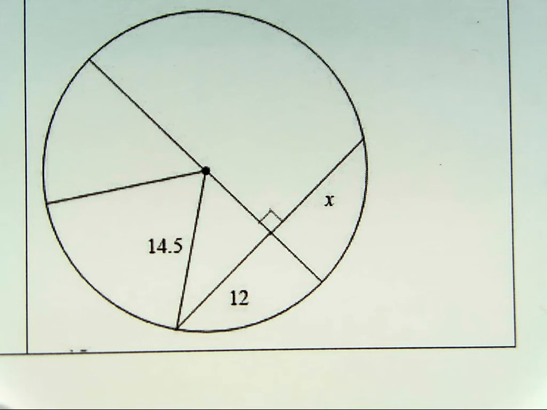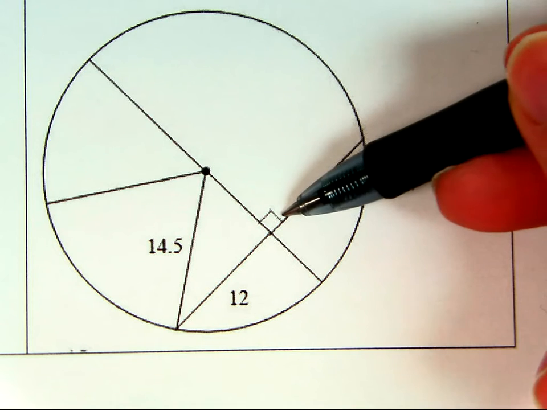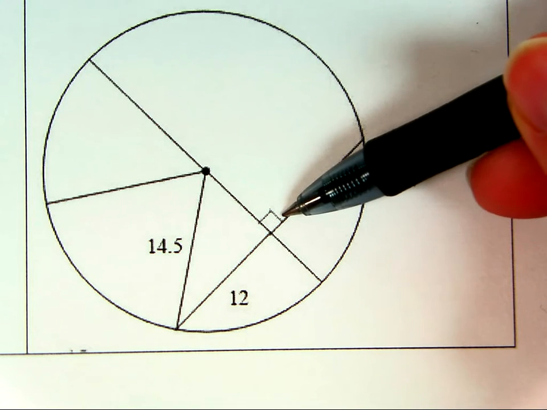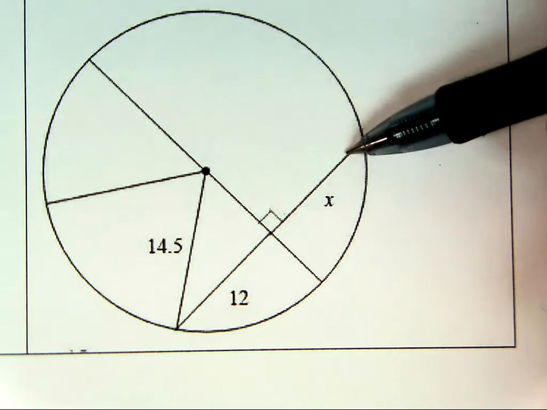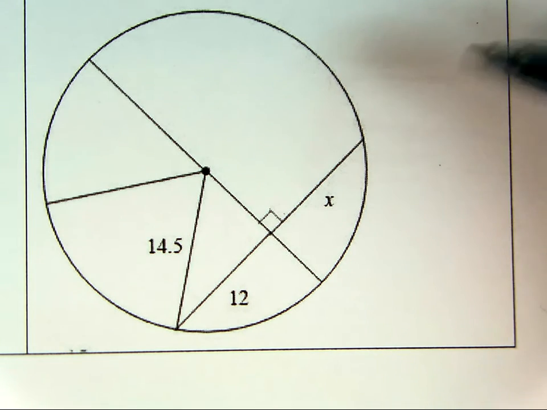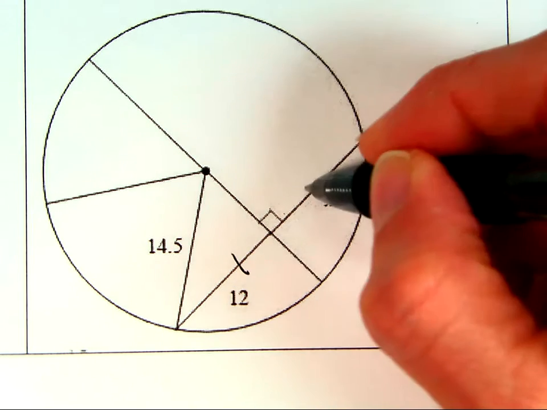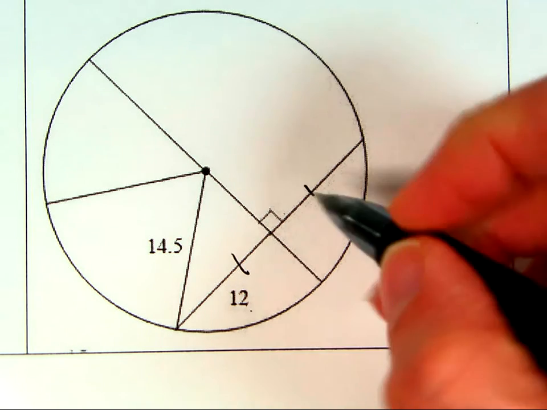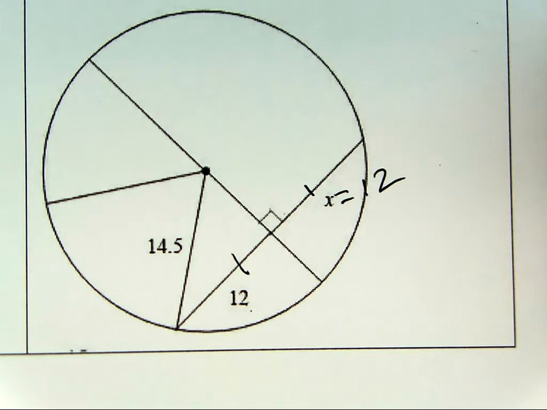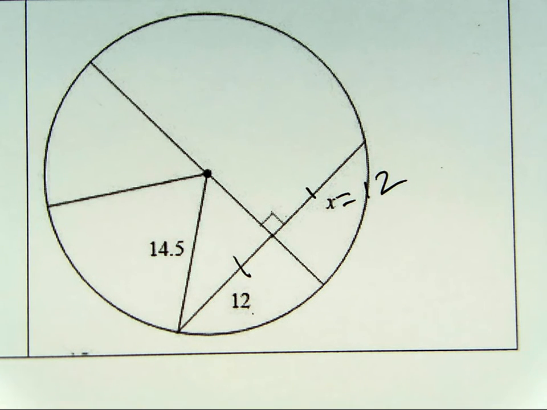Okay, next one. On this one, again, we see a diameter that's perpendicular. So we're thinking it's probably the theorem that says if a diameter is perpendicular to a chord, then it bisects it. That helps us in this case, because that means this part is equal to this part. And since that's 12, then we know that x has to equal 12. So you might have spotted that one.